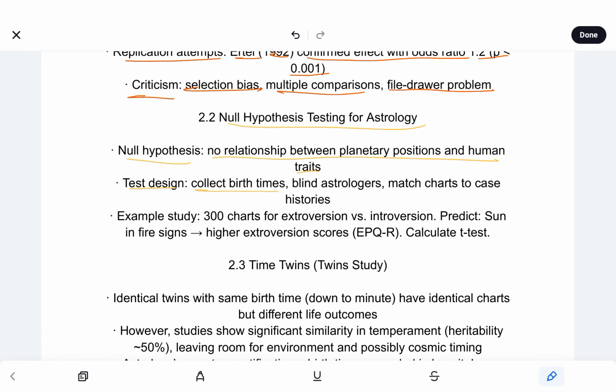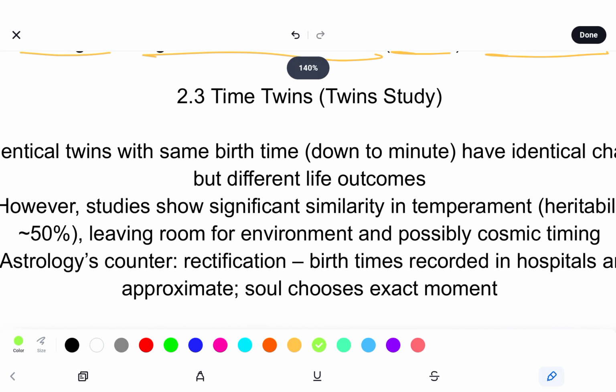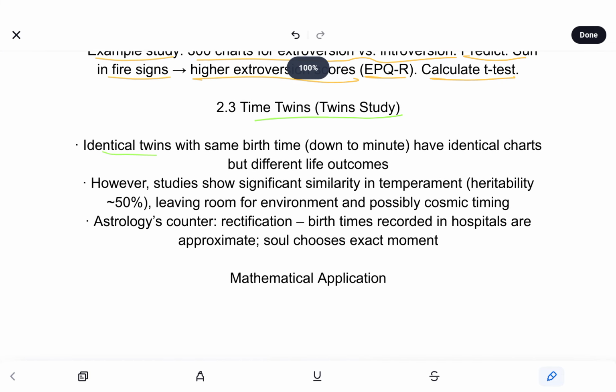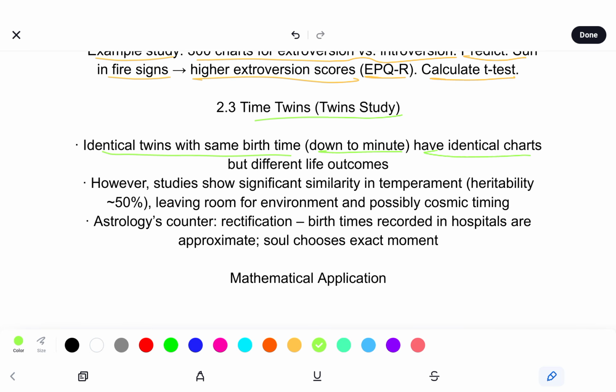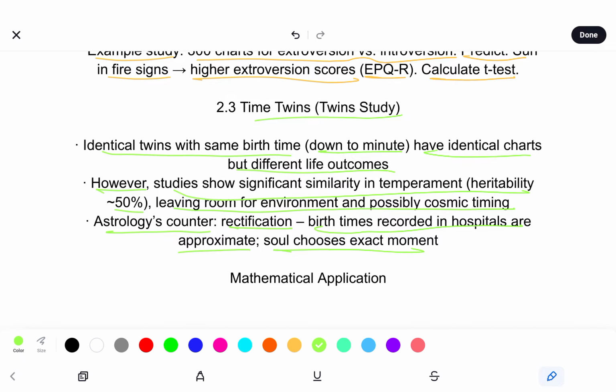Our test design is to collect birth times, blind astrologers, and match charts to case histories. Our example study is 300 charts for extroversion versus introversion. We predict sun in fire signs, higher extroversion scores, EPQ-R, and we calculate the t-test. Our time twin study: identical twins with the same birth time down to the minute have identical charts but different life outcomes, right? However, studies show significant similarity in temperament, heritability 50%, leaving room for environment and possibly cosmic timing. Astrology's counter: rectification, birth times recorded in hospitals are approximate, the soul chooses the exact moment.